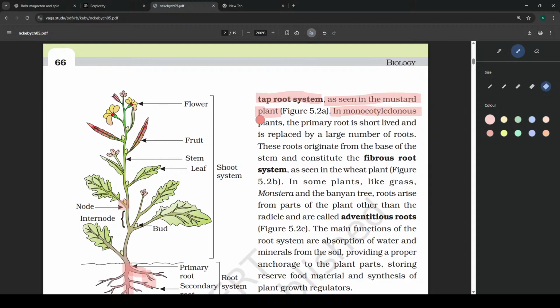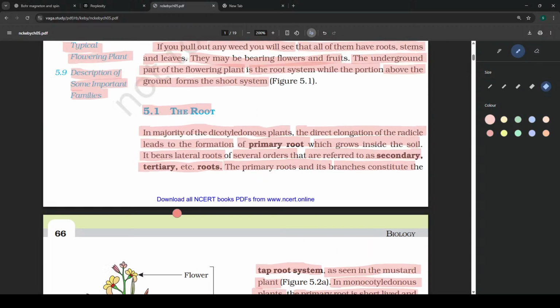In monocotyledonous plants, the primary root is short-lived and is replaced by a larger number of roots. These roots originate from the base of the stem and constitute the fibrous root system. Okay, first thing here, in dicotyledons, that is dicotyledonous plants, mostly we see a direct elongation of the radicle and a taproot system. Dicotyledonous taproot system. But in monocot, that is not the case.